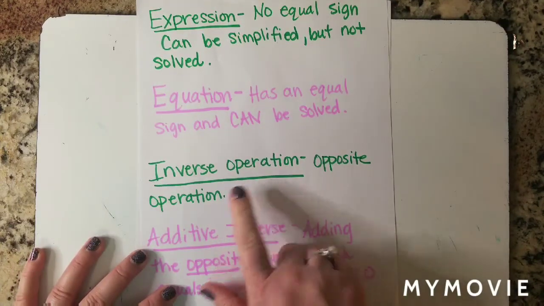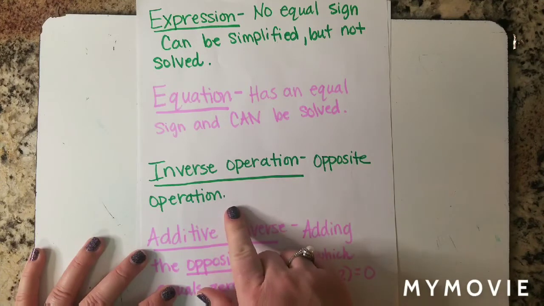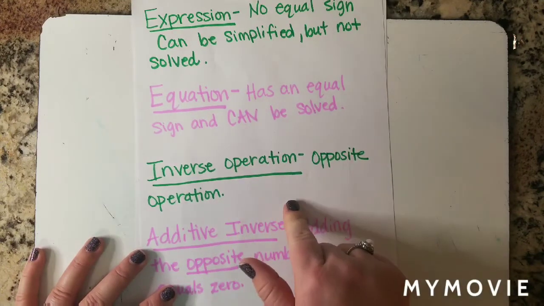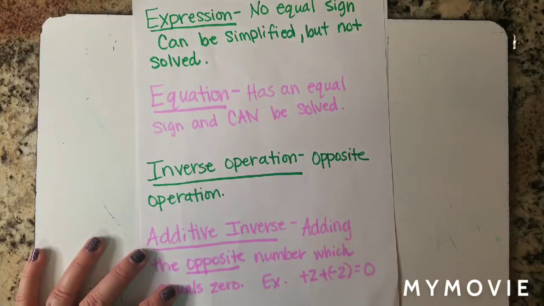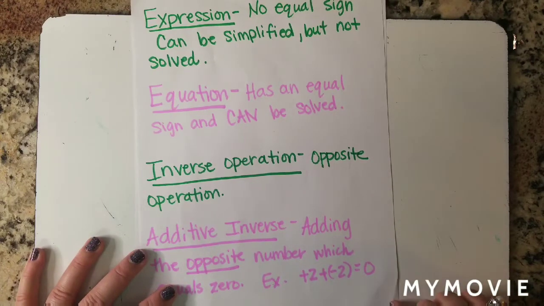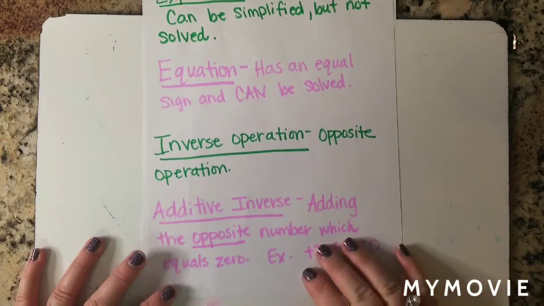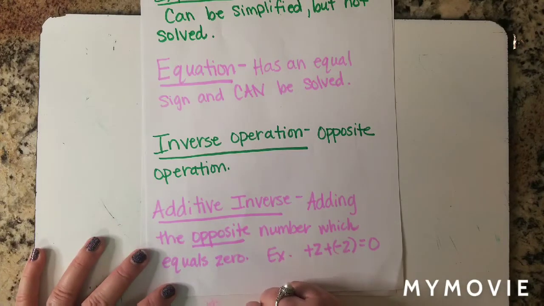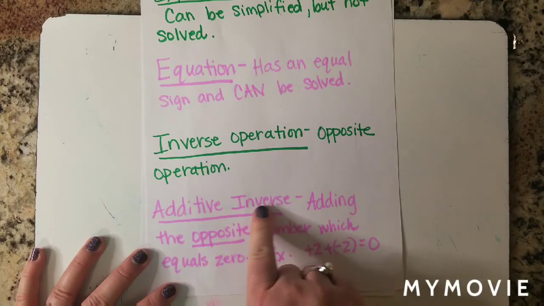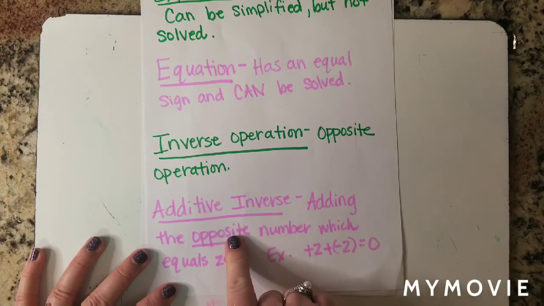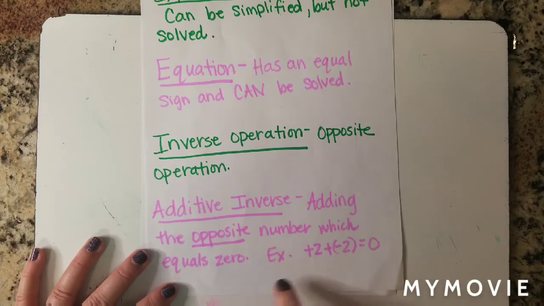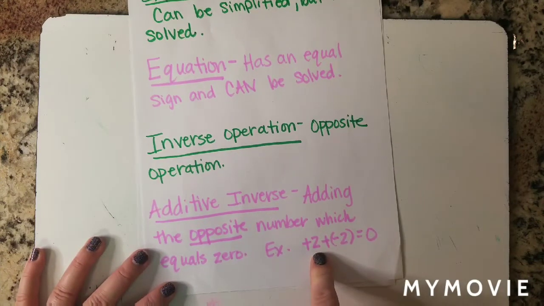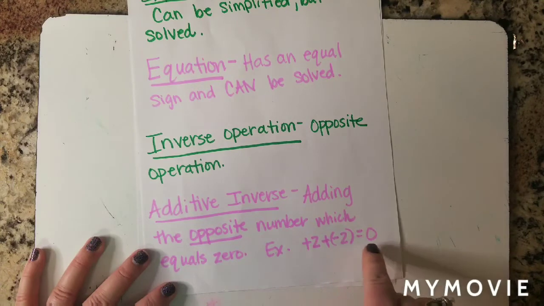Inverse operation is the opposite operation. So the inverse of adding would be subtracting. The inverse of multiplying would be dividing, and so on. And back to that additive inverse that we learned about at the beginning of the year, which is adding the opposite. Inverse means opposite. We add the opposite number, which equals 0. For example, a positive 2 plus a negative 2 equals 0.